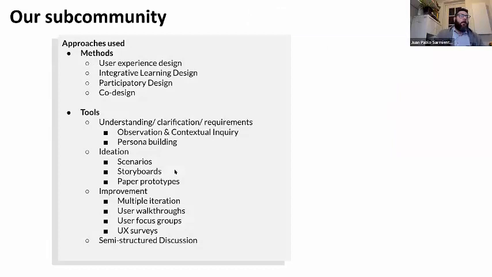The other thing I thought was super interesting is that the approaches present in the room run the gamut from user-centered design to integrative learning design, participatory design, and co-design. For many of the tools usually used as part of participatory design and co-design, at least one person here has tried them: scenario storyboards, paper prototypes, contextual inquiry. So again, it's a great opportunity to share these ideas. We will be sharing some tools that can help you scaffold the knowledge if you're unfamiliar with some of these terms. But also feel free to ask around in your small groups. There might be somebody who has tried one of these things or is familiar with them.